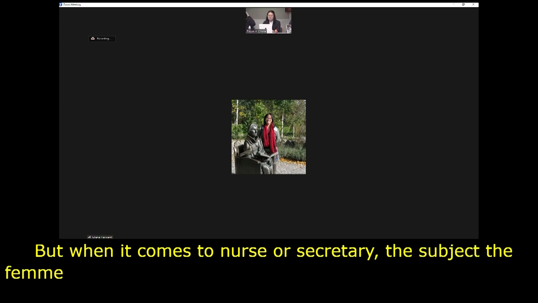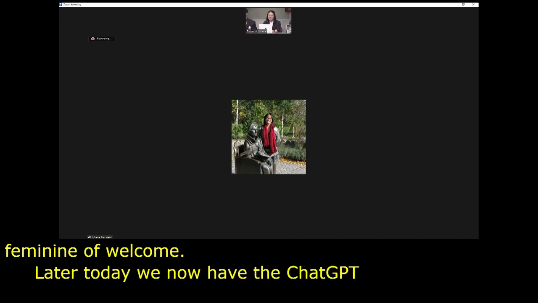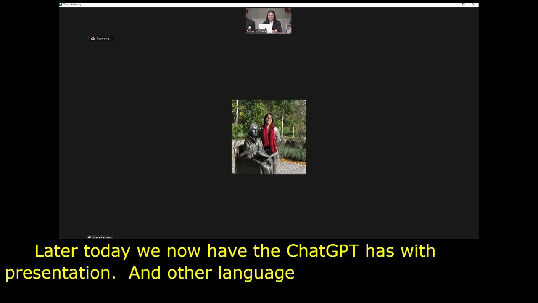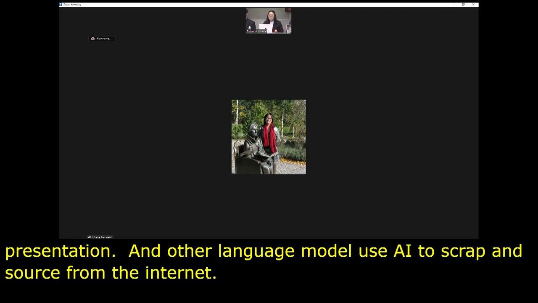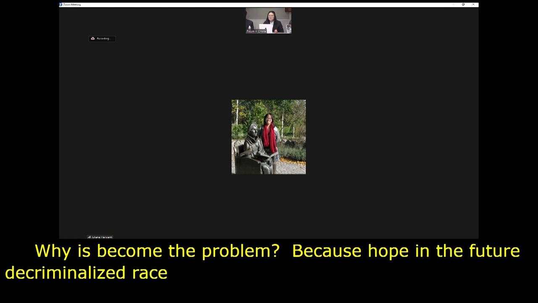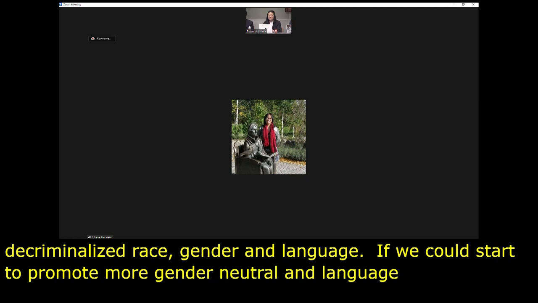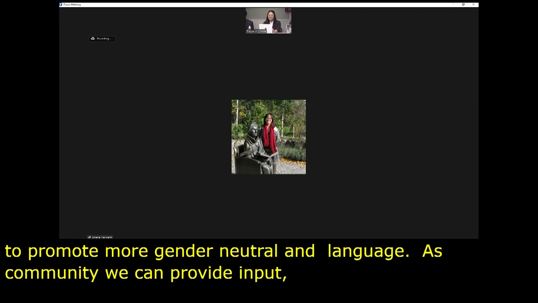Later today, we now have ChatGPT, which has been mentioned in Dana's presentation, and other large language models that use AI to scrape and train on sources from the internet. Why does it become a problem? Because AI in the future will discriminate against certain races, genders, and languages if we can't start to promote more gender neutral and inclusive language. What we can do as a community is provide constant input, discussion, and reflection that could make the language more inclusive and gender neutral in digital and real life.